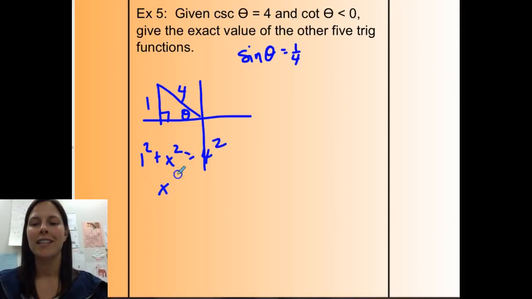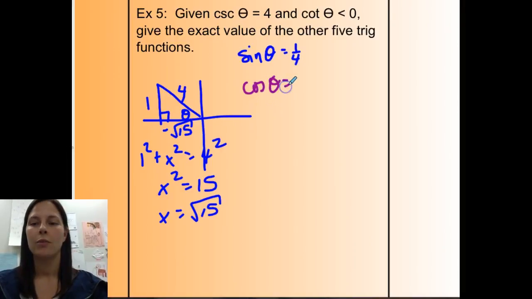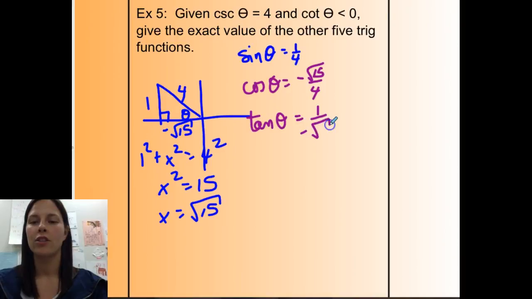So we have 16 minus 1 is 15. Our x value is the square root of 15. In the second quadrant, that means it is negative square root of 15. Cosine then would be negative root 15 over the hypotenuse. Tangent is opposite over adjacent. Rationalizing, we'll move that root 15 up to the numerator and drop it in the denominator. We already know cosecant.